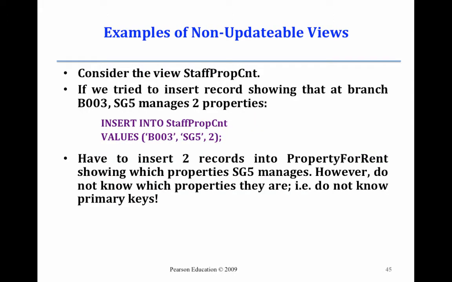So here's an example. It's staff property count. Let's say we wanted to insert a record showing that SG5, staff SG5 manages 2 properties. So we insert that into staff property count. That's fine. Okay, not a problem. But can we then update the underlying relations? That is, can we update the property for rent relation? No. Based on this information, what's missing if we want to update the property for rent relation?